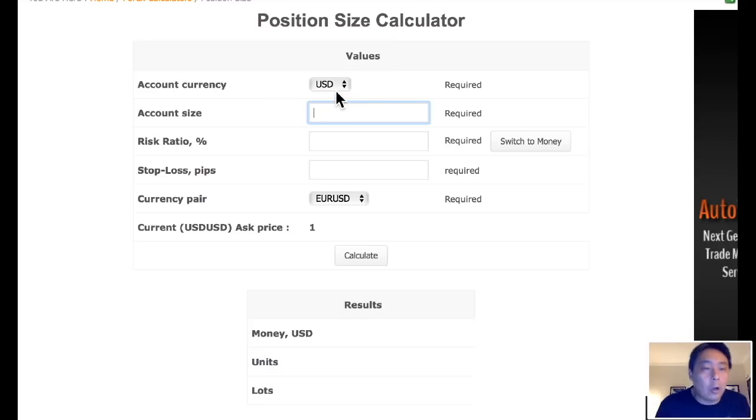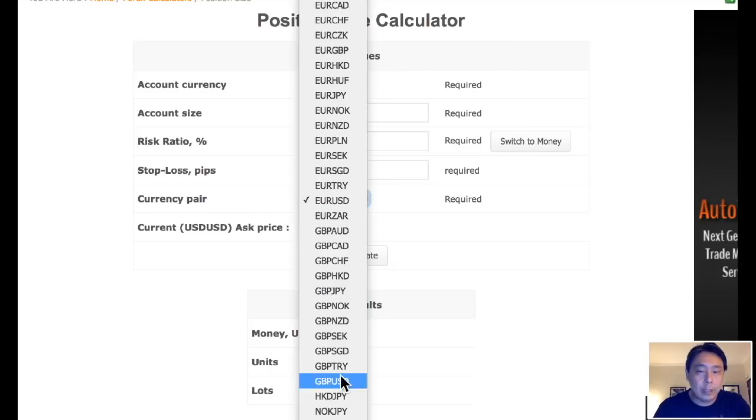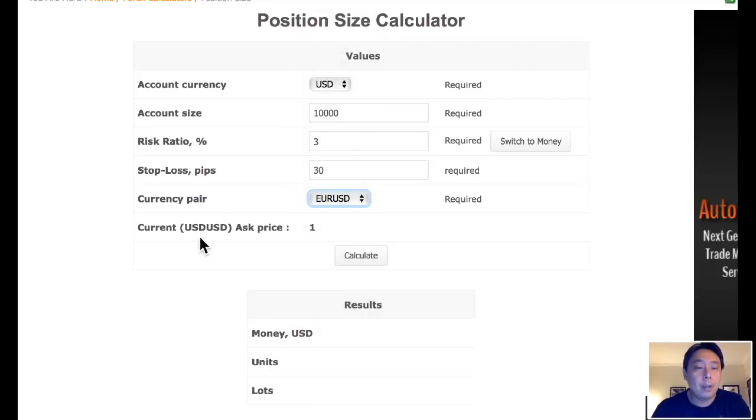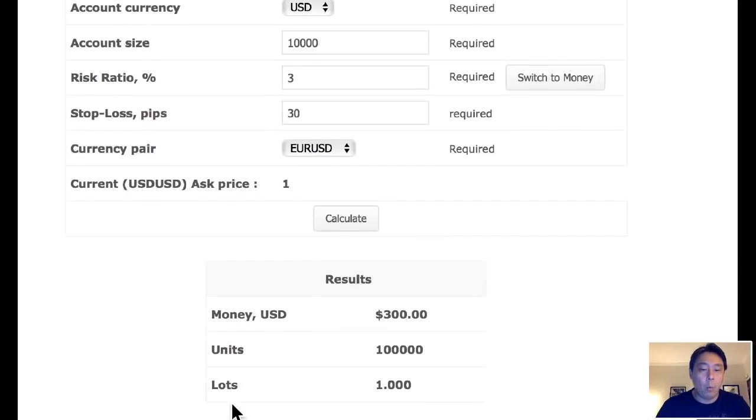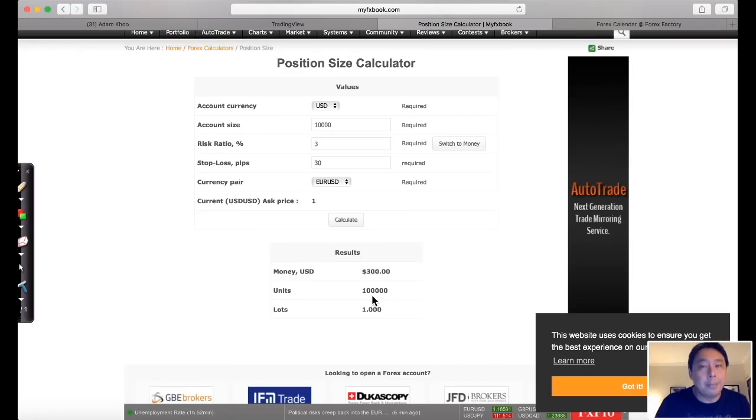Okay, so again, account currency US dollars, account size. Now this will be your net liquidation. So in this case, it's say 10 grand. You're risking again, say 3%. Your stop loss is 30 pips away. Choose the currency pair you're trading, okay, because this will determine the dollar value per pip. So if you're Euro USD and click on that, boom, there you go. One lot, which is 100,000 units. There you go. So simple as that.